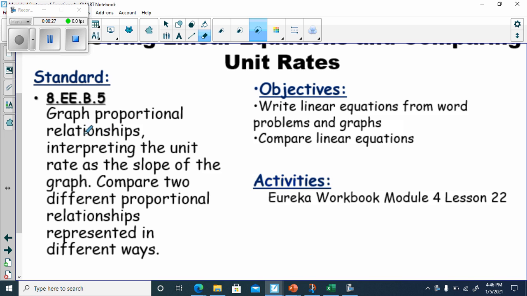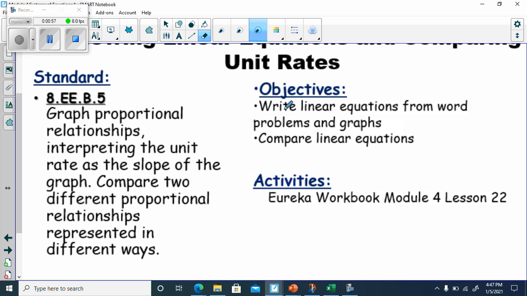Okay, so we've done that, we've graphed them. This is interpreting the unit rate as the slope of the graph. We've done that. Unit rate, remember, is when you're dealing with a slope where the denominator is 1, like 50 miles per 1 hour, 13 miles per 1 gallon, things like that. What we're doing today is we're going to compare two different proportional relationships represented in different ways. We're going to work on this part of the standard.